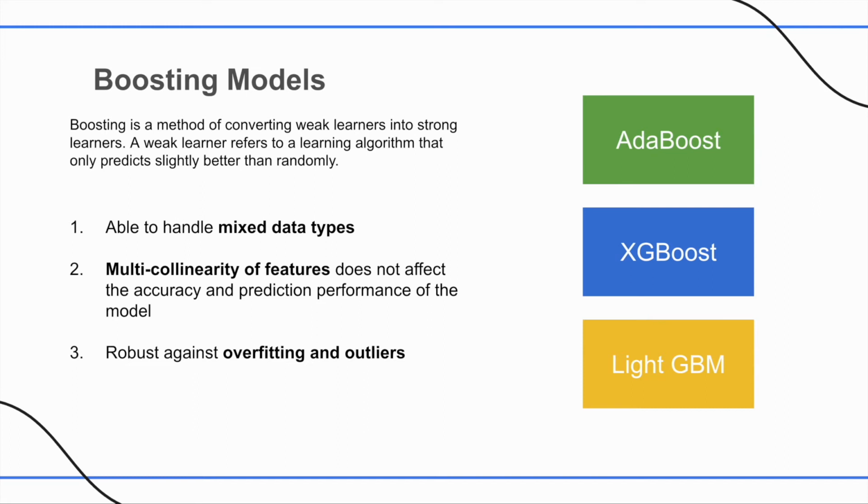Multicollinearity of features also does not affect the accuracy and prediction performance of the model. Since most of our features have high correlations with one another, using boosting models is beneficial as we do not need to remove these features or re-engineer them to decrease their correlations.